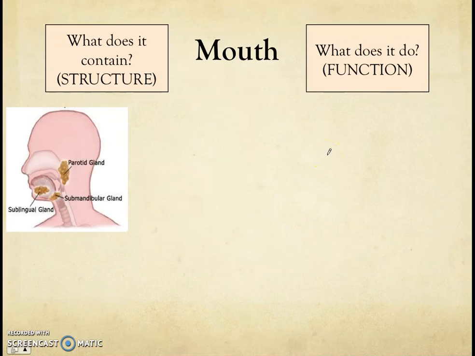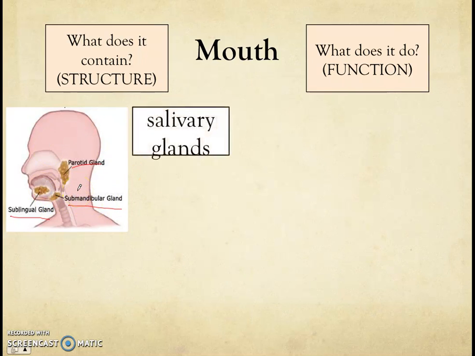Now, besides your teeth and your tongue, the mouth contains one more structure, or a few actually. Here you see several glands. They have very, very long names, which are not very important. But they all have one common function. And if you group them together, we can call them the salivary glands.